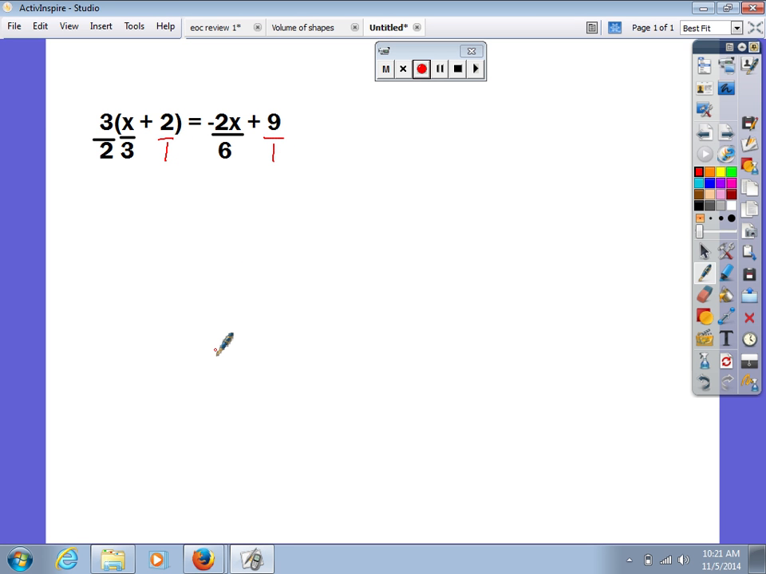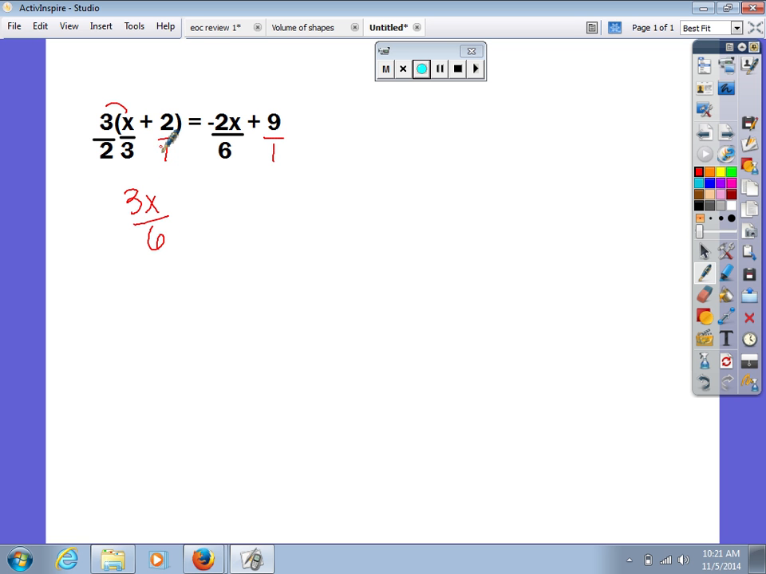Now, how do we distribute fractions? Good. Multiplying fractions, that's no problem. Tops times tops and bottoms times bottoms. So 3 times 1 is 3x over, what's 2 times 3?